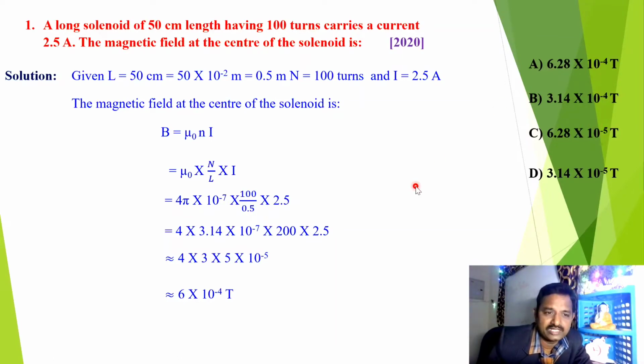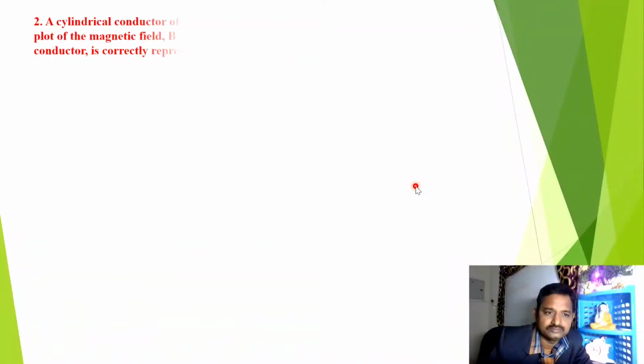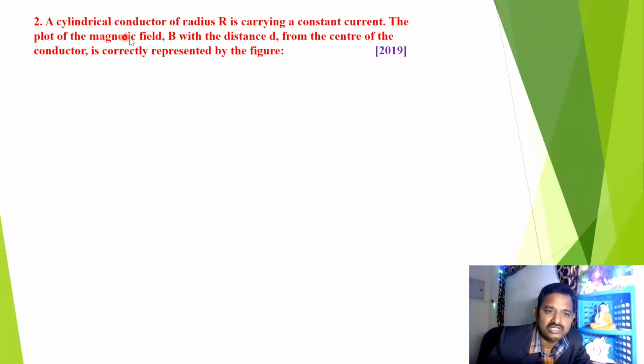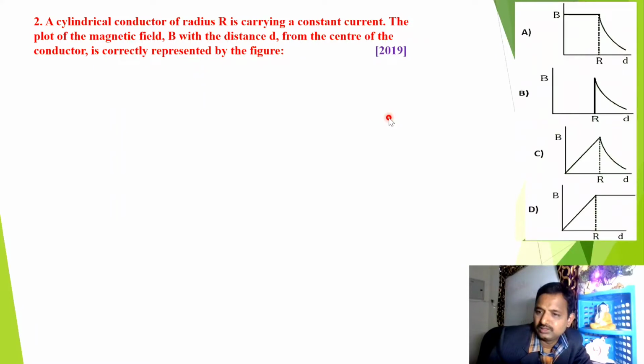Now we will go for the second question. A cylindrical conductor of radius capital R is carrying a constant current. The plot of the magnetic field B with the distance d from the center of the conductor is correctly represented by the figure. It was given in 2019. Here in the options, they have given graphs. In those graphs you have to identify the correct graph.